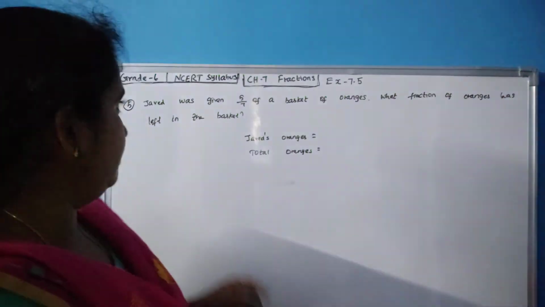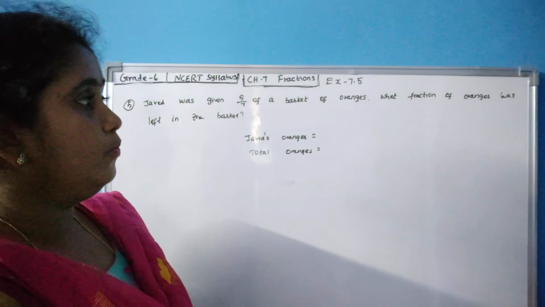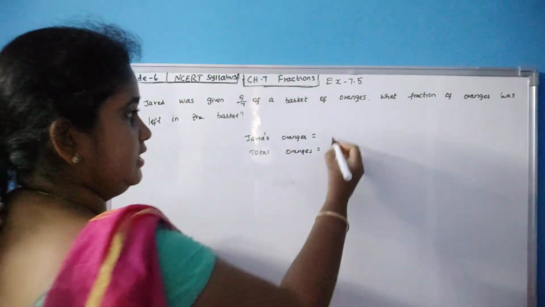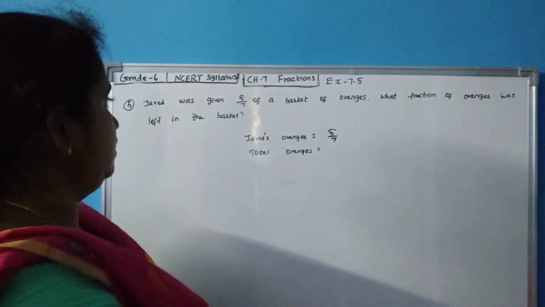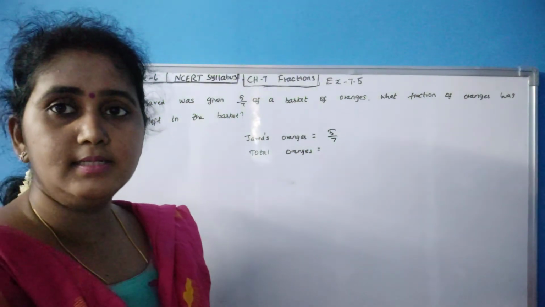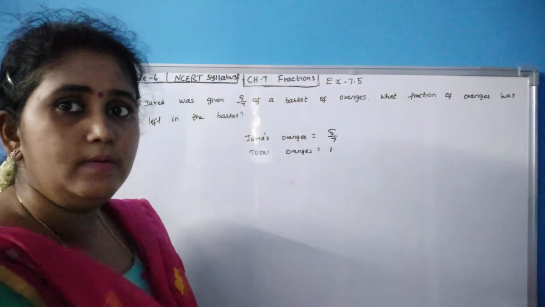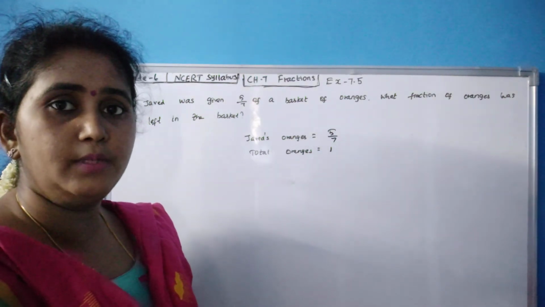See the next sum. Javed was given 5 by 7 of a basket of oranges. So Javed's oranges is 5 by 7. What fraction of oranges was left in the basket? So what fraction is left is what they are asking. Total oranges we'll consider to be 1. Always in fractions, 1 is considered to be the whole.